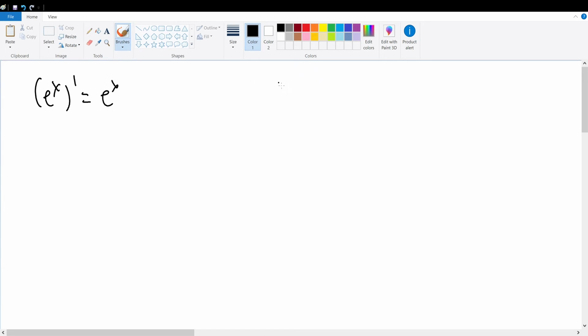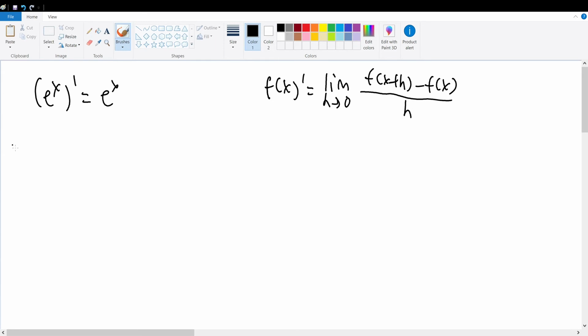We're going to do this through the definition of the derivative, given a function f of x, equal to the limit as our change in x, represented by h, goes to 0 of f of x plus h minus f of x, divided by h. From this, we can apply it to our function e to the x to find its derivative. So the limit as h goes to 0 of e to the x plus h minus e to the x, divided by h, will be the definition for the derivative of e to the x.